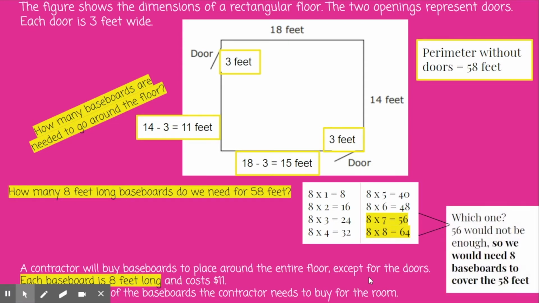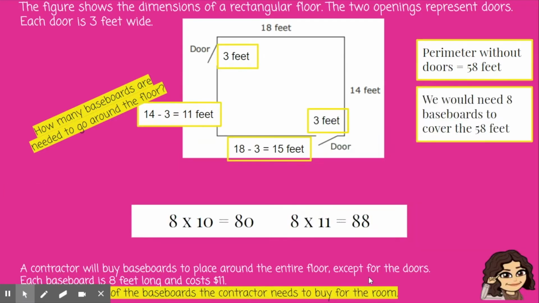Well, if I had 7 baseboards that are each 8 feet long, that would get me 56 feet, which would not be enough to go around the entire floor without the doors. So that means I would then need 8 baseboards, which would then get me 64 feet of baseboards, and then I'll just have a little bit extra. So I now know that I would need 8 baseboards to cover the 58 feet.